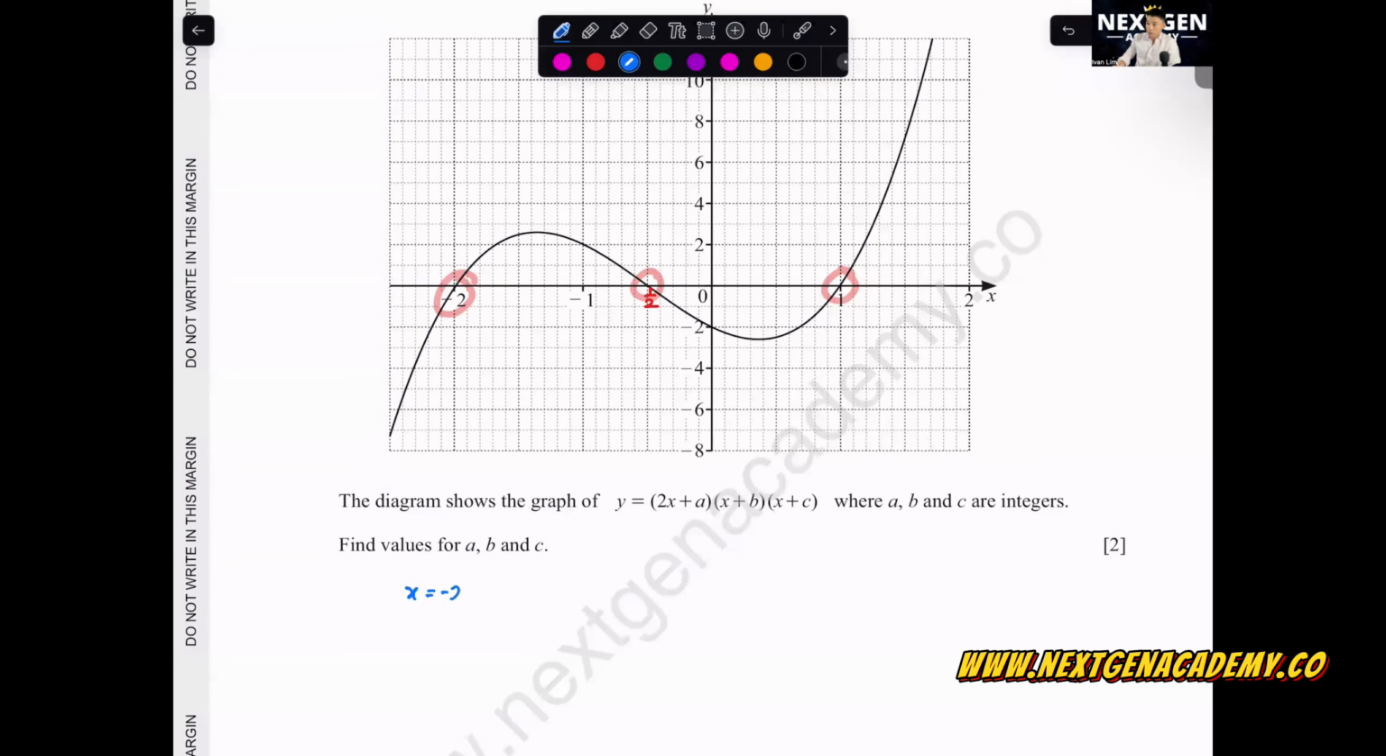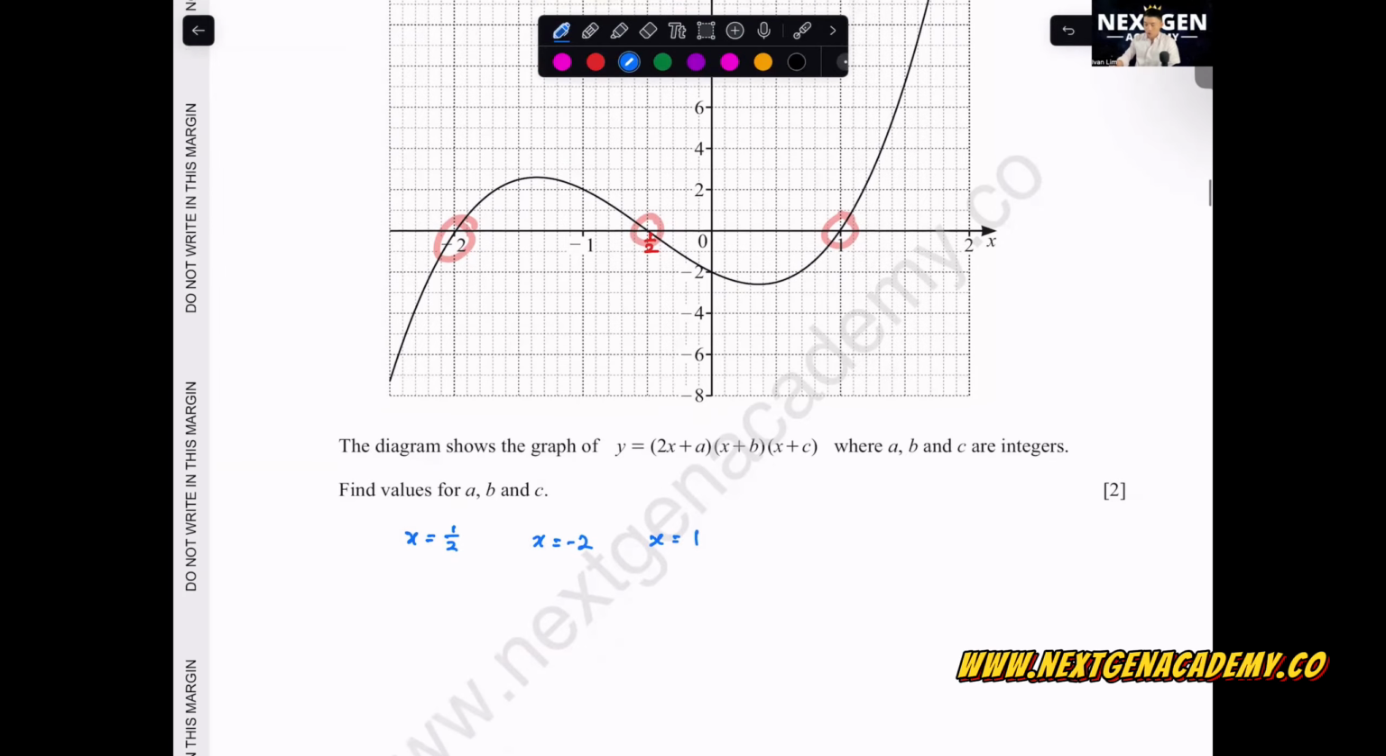x equals -2. Maybe we start with the half first. x equals half. Then x equals -2. x equals 1. We write down the roots, then we rearrange it to equal 0. For the fraction, we write it like that first: 2x equals 1, so 2x plus 1 equals 0. This one will be x minus 2 equals 0. And this one is x minus 1 equals 0.